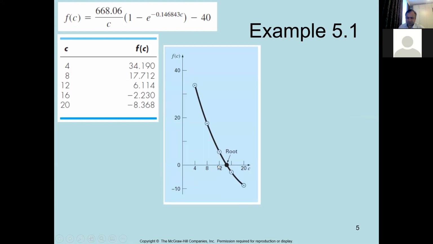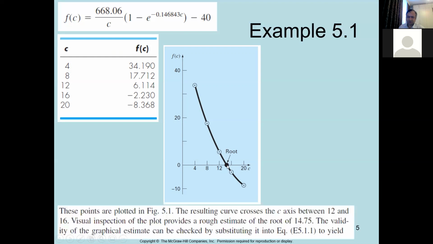And from this graph, now you can see that the value will be approximately, if you plot it on some graph paper or on Excel, then you can directly read the solution. So therefore, in this case, the solution is between 12 and 16. So the visual inspection of the plot provides a rough estimate of the root, which is about 14.75. Of course, then you have to read it very carefully.